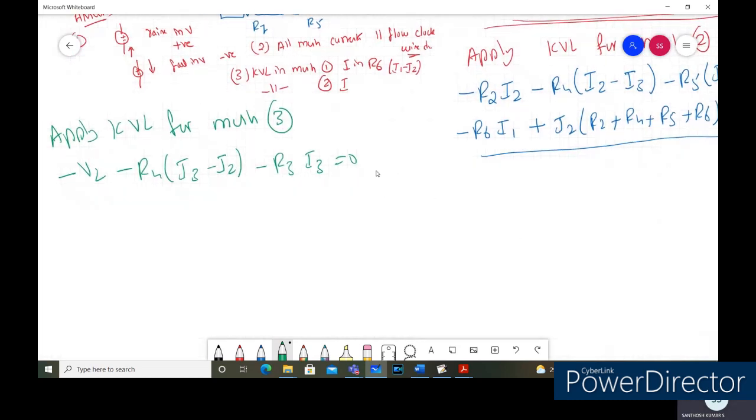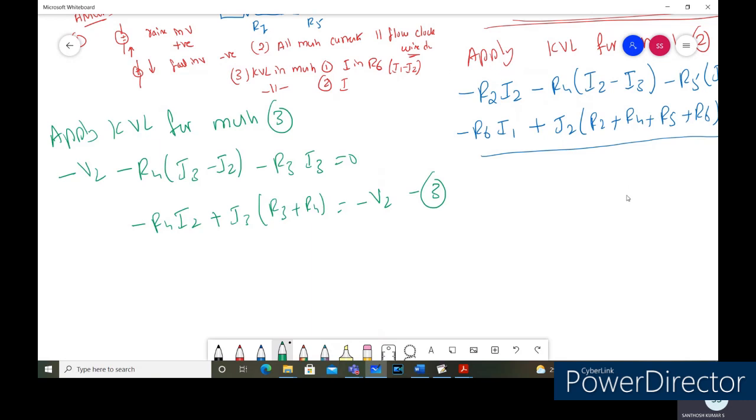If we simplify, we get minus R4 into I2, plus I3 into (R3 plus R4), is equal to minus V2. We call this equation number 3.